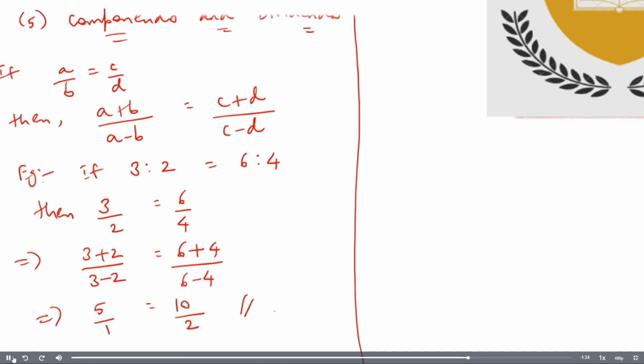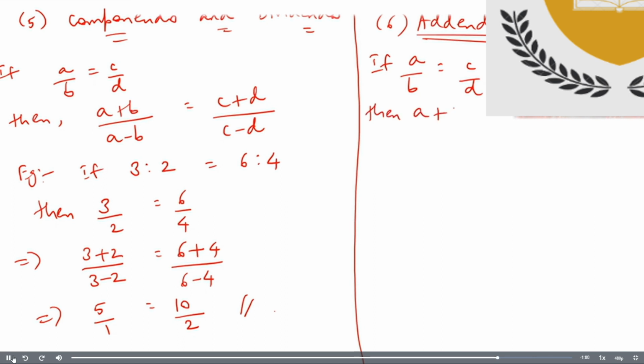Okay, the next property is addendo. What do you mean by the property addendo? Let me tell you. If A by B is equal to C by D is equal to E by F is equal to a constant K, then A plus C plus E by B plus D plus F is also equal to the constant K.